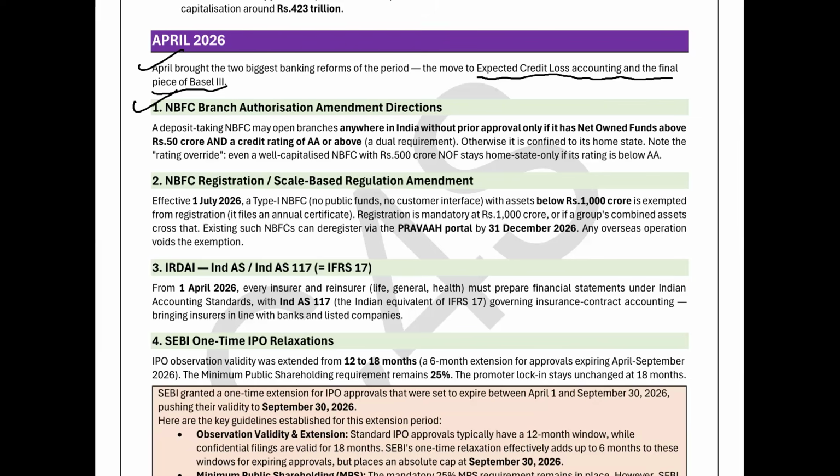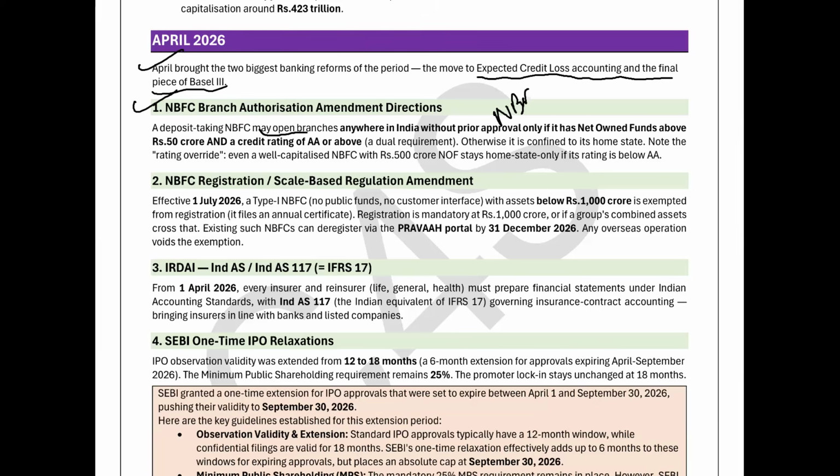NBFC branch authorization amendment direction. So just read this. A deposit taking NBFC, that is NBFC-ND. No, sorry, ND is non-deposit. It is deposit. So NBFC-D, I'm really sorry. NBFC-D, that is NBFC deposit taking.